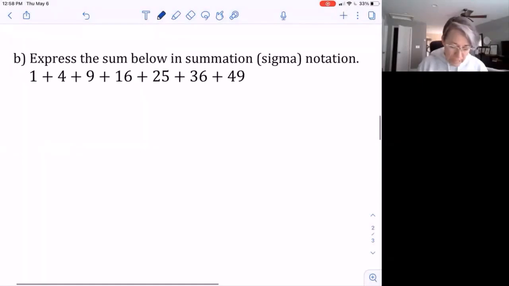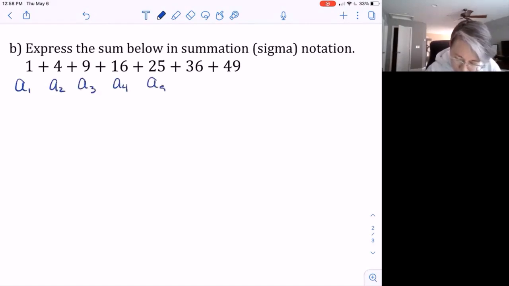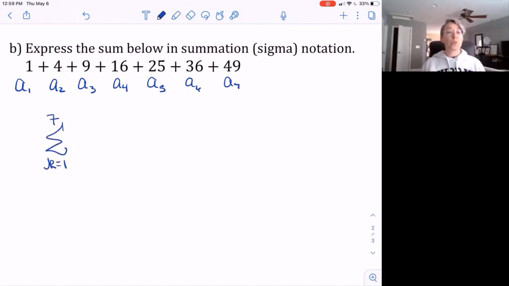Let's take a look at B. Express the sum below in summation or sigma notation. So we're going to go backwards. This means that we need to know which term we're starting with and which term we're going to end with. If this is the first term, second, then we know we're going to go from the first term to the 7th term as far as we know. That might change, but it's a good start. We're going to go from 1 to 7.